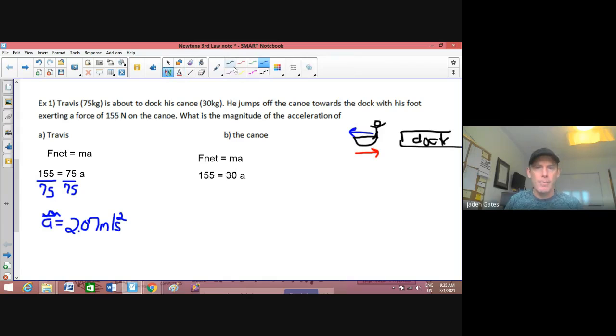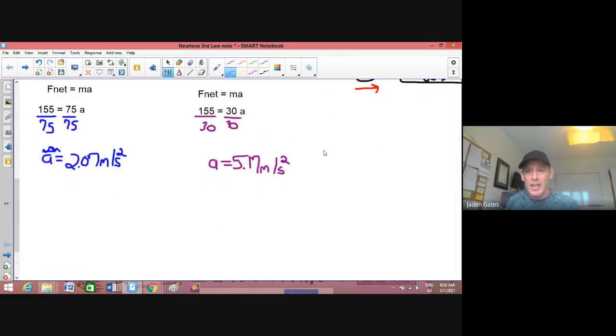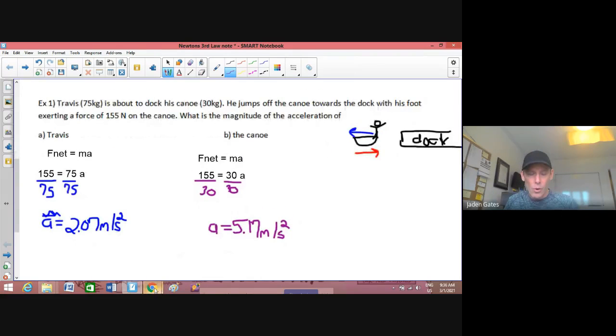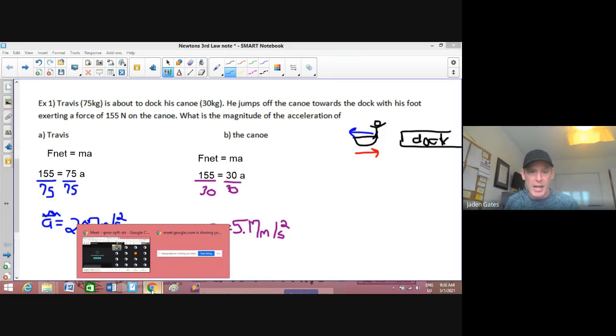Well, now this time, I'm going to divide by 30 on each side to get A by itself. And that means the canoe is accelerating at a rate, let's see, 155 divided by 30, 5.17 meters per second squared. So that means the canoe takes right off very, very quickly, and Travis doesn't go as quickly. So if he's not close enough to the dock, he's going to get wet. Or I got another example of when that can happen to you.